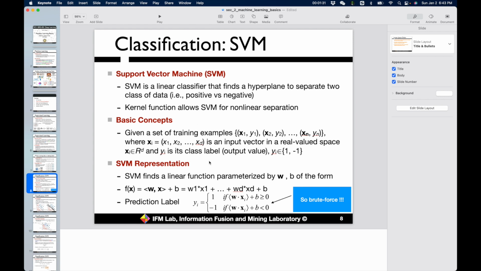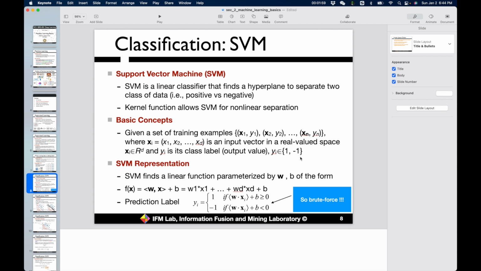For our setting, we can just use a very simple case of binary classification as an example. In other words, this y will be labeled with a value selected from either positive one or negative one. Positive one denotes a positive class, negative one denotes a negative class. And we want to build a model to separate the positive class instances from the negative instances.